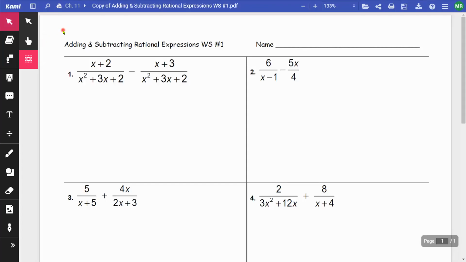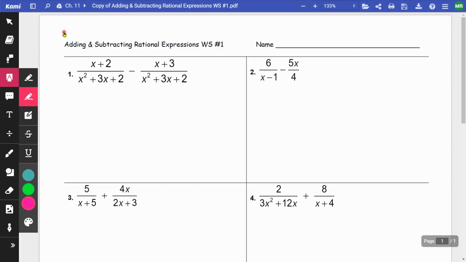This video is Integrated 3. It is the adding and subtracting rational expressions worksheet number 1.